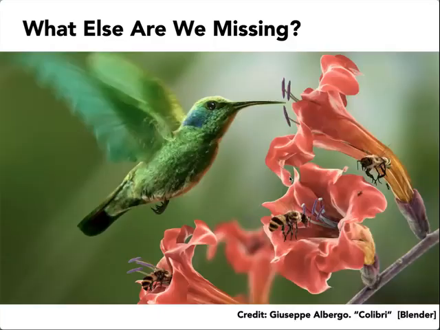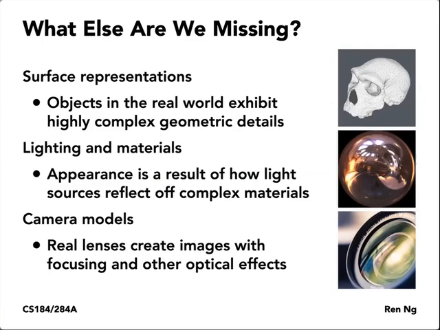Okay, so this is another picture. We're also missing things like motion blur effects, complex materials, complex lighting. So to summarize, what else are we missing? Surface representations, lighting, materials, camera models, lots of detail in there, okay?